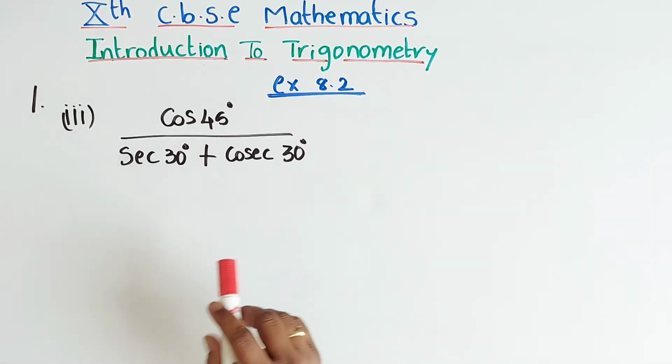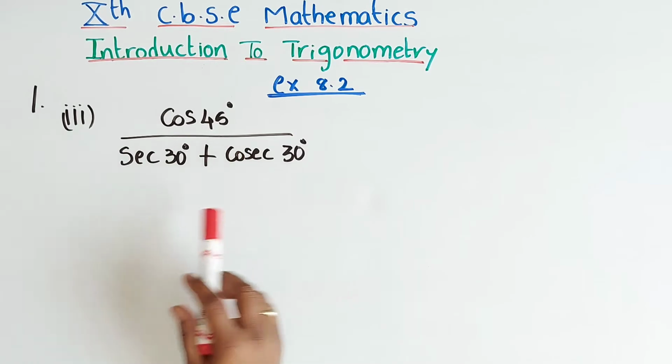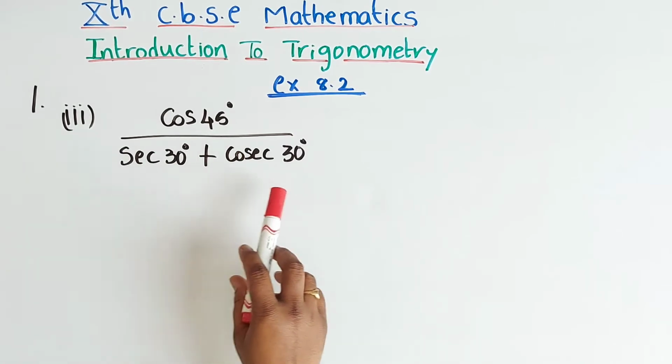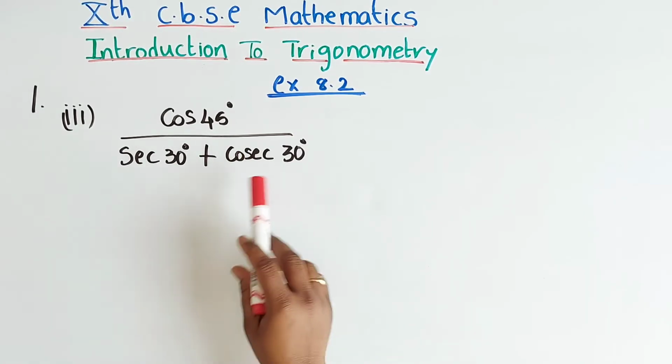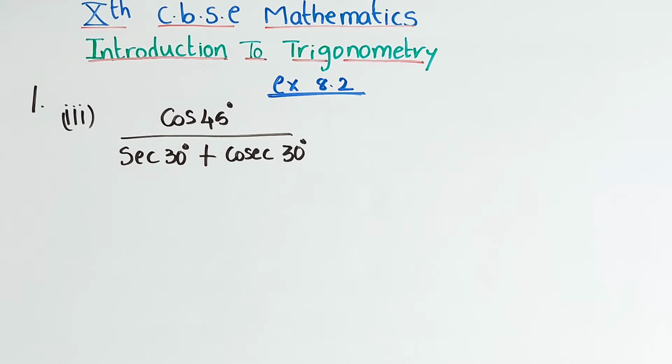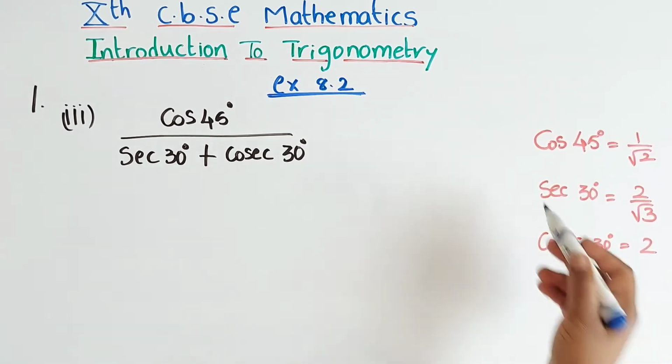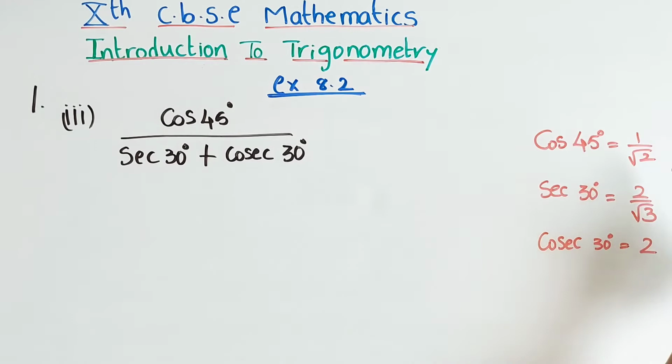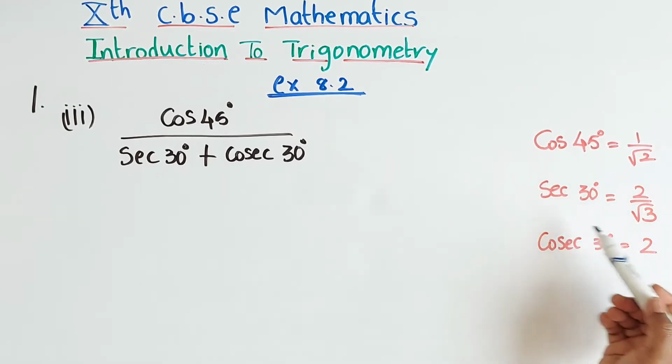Third question, children: cos 45 degrees divided by secant 30 degrees plus cosecant 30 degrees. First we'll write the values of these given ratios. These are the values, children. Cos 45 degrees equals 1 by root 2. Secant 30 degrees equals 2 by root 3. Cosecant 30 degrees equals 2.